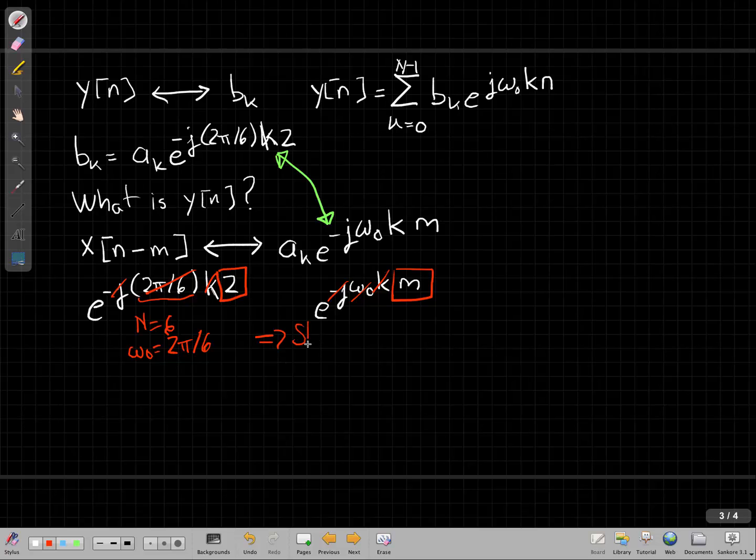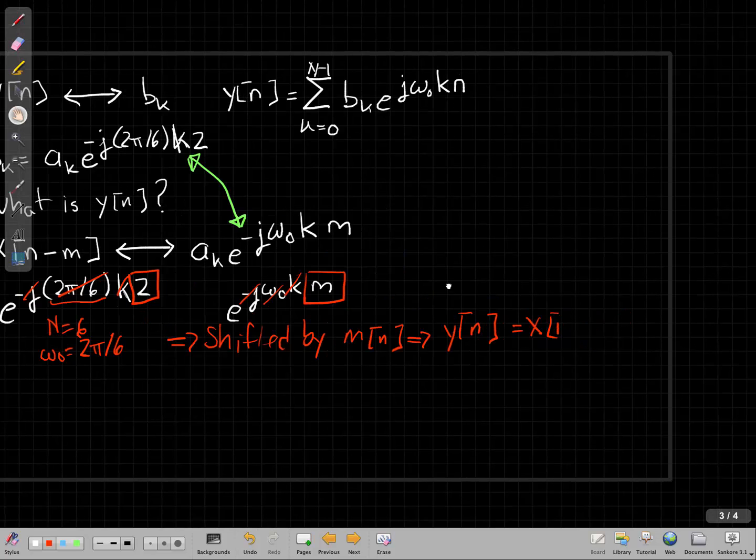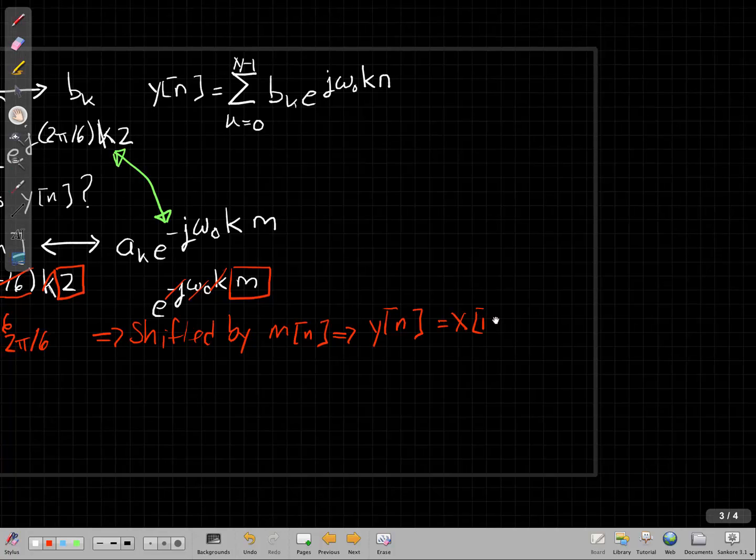So this tells me right here that the signal was shifted or delayed by m equals 2. So based on that I can say that y of n would be equal to x of n. We'll hit the right margin of the page here. Let me slide over a bit. Would be equal to x of n minus 2.